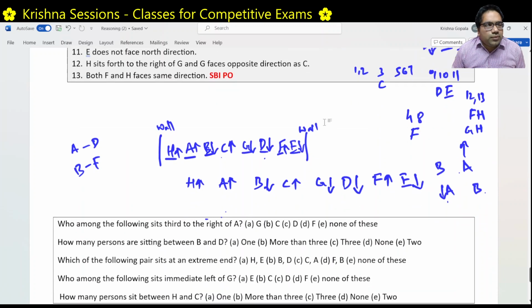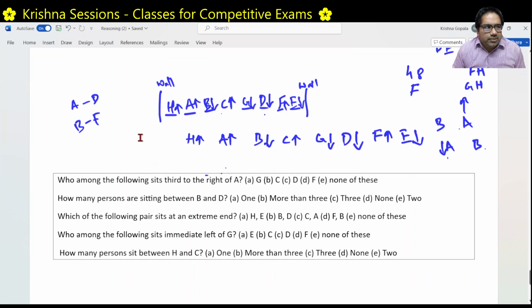Cool. So we have derived what the seating arrangement is. Now let's look at the questions. Who among the following sits third to the right of A? Third to the right. 1, 2, 3 it is G. Right? Third to the right of A. Because A is facing north, right becomes this side.